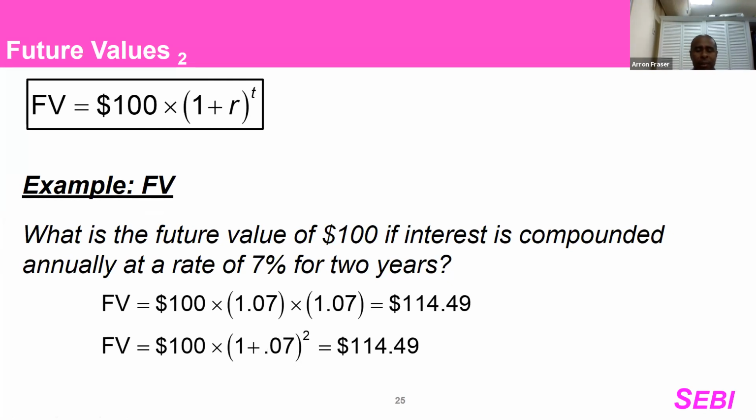If we were told that it was 5 years, then, given all the other facts of this example, it's $100 times 1 plus 0.07 raised to the 5th power. And that will give you the future value of $100 invested now, how much it would be worth in 5 years' time at 7% interest. All right. Any questions?